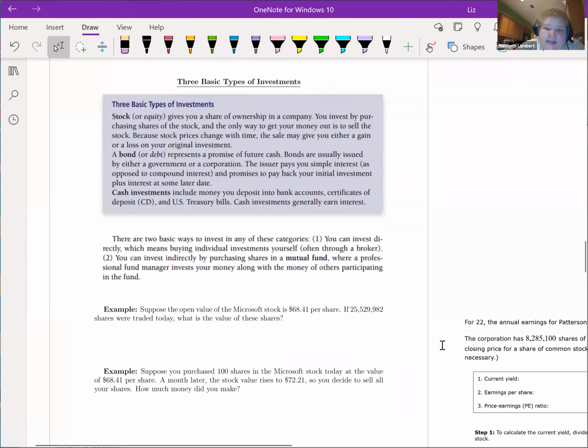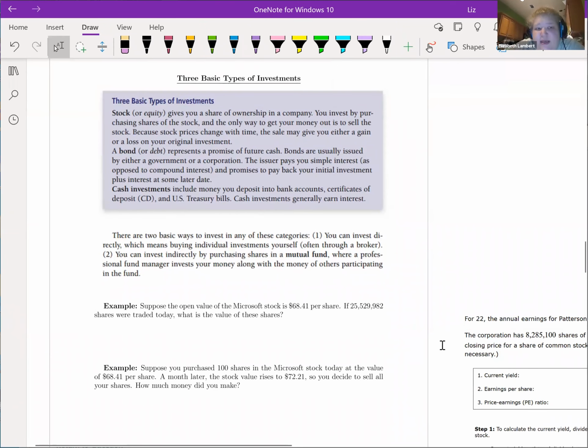Now the book has fancy definitions for 3 basic types of investment. Stock gives you a share of ownership in a company. You purchase the stocks, and then the only way to get your money back is to sell the stock. Price can go up and down, so you might gain, you might lose.